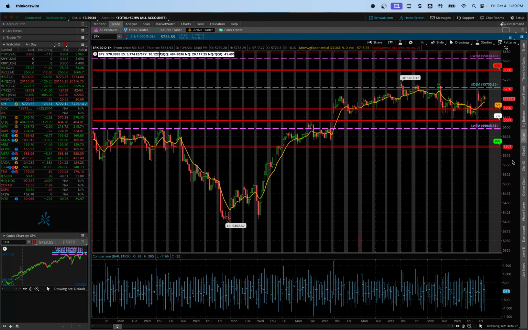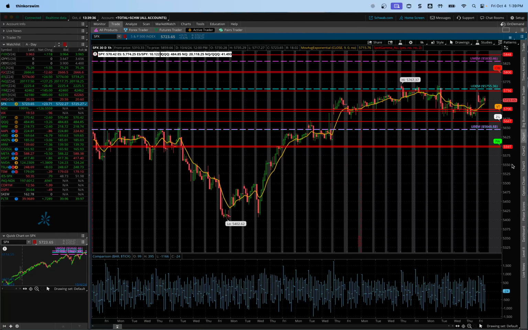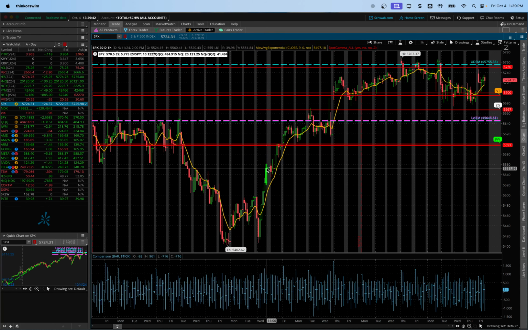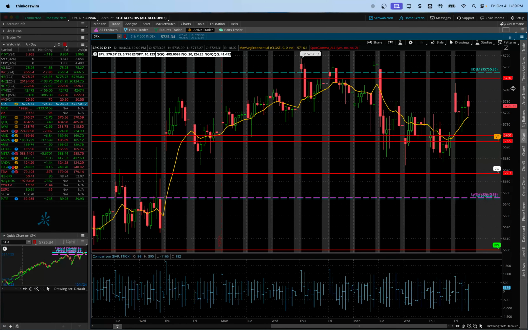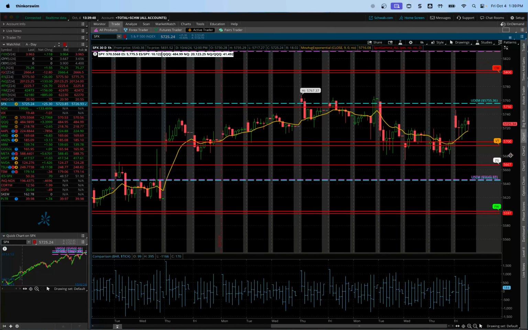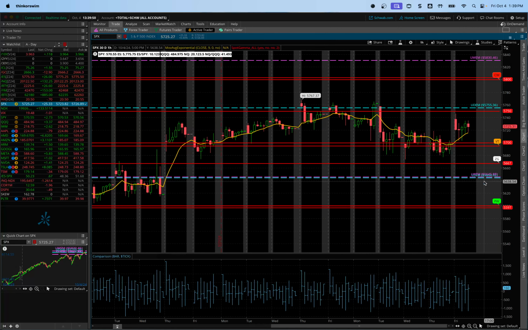All right, let's take a look at the levels on this chart. Gonna have to zoom in just a little bit. Squeeze down the screen a little bit. All right, so let's take a look at levels on this chart.